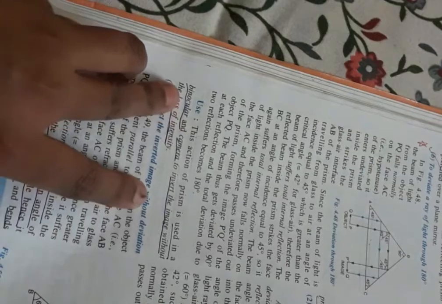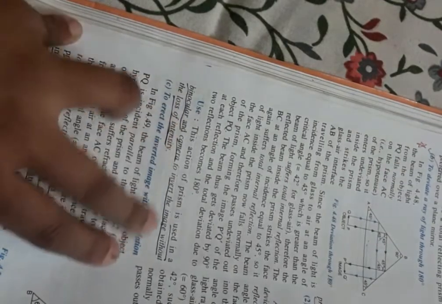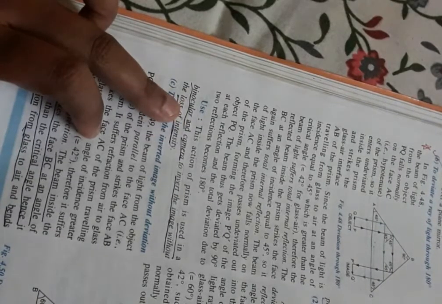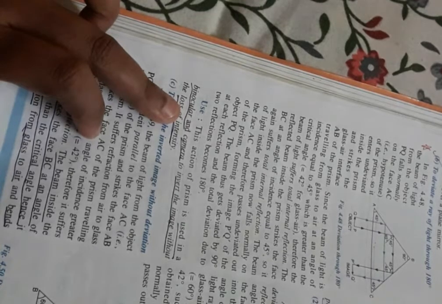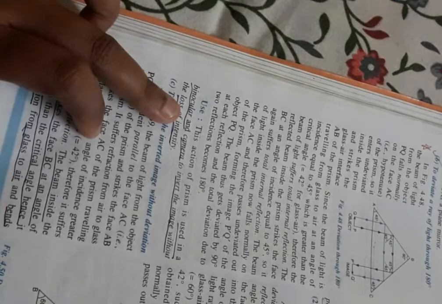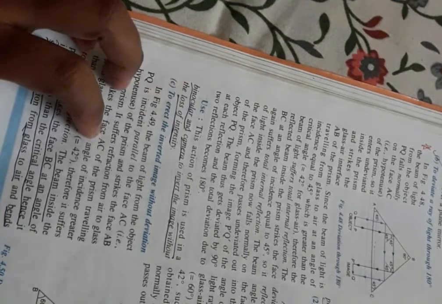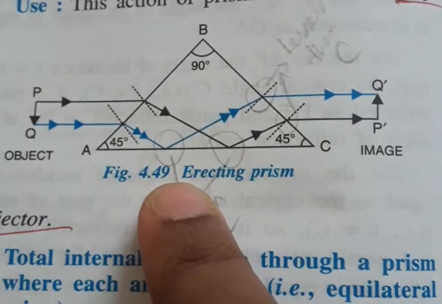Then the use of this prism is that it is used in binoculars and cameras to invert the image without loss of intensity. Why is loss of intensity avoided? Because we are using total internal reflection, and there is no absorption in total internal reflection. It will reflect 100% of the light.